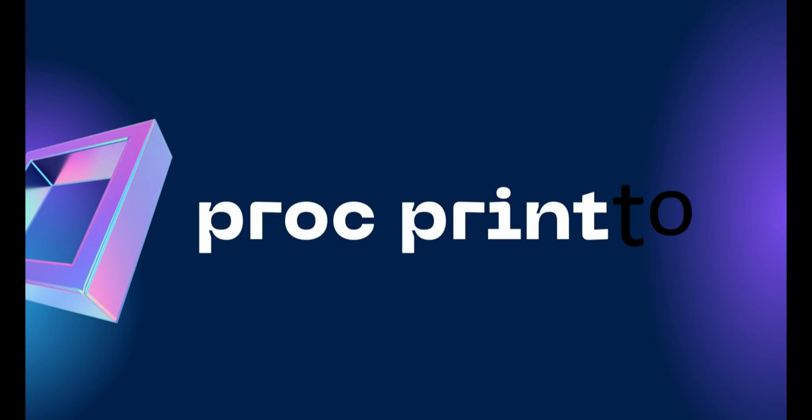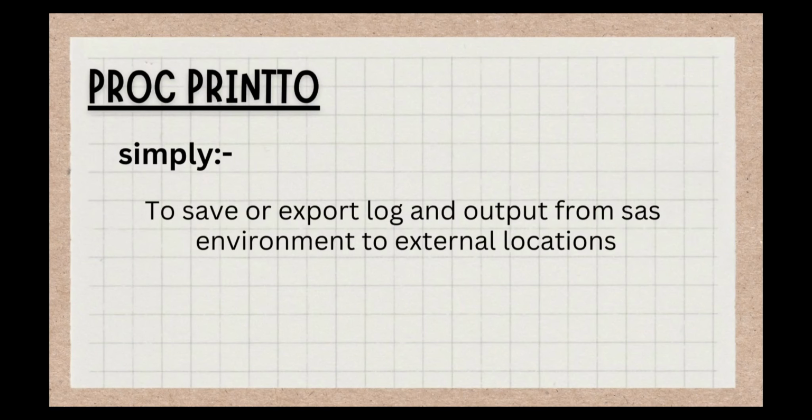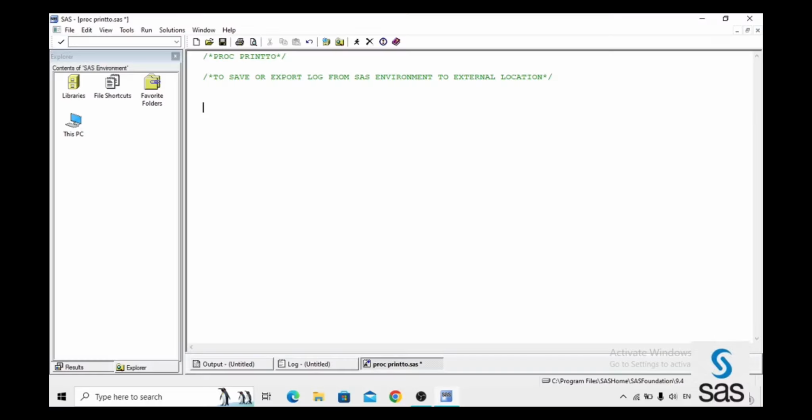13th one, PROC PRINTTO. And the definition: the PRINTTO procedure defines the destination or route for output and log to user-specified locations. Simply, to save or export log and output from the SAS environment to external locations. First, we export the log from the SAS environment to an external location.